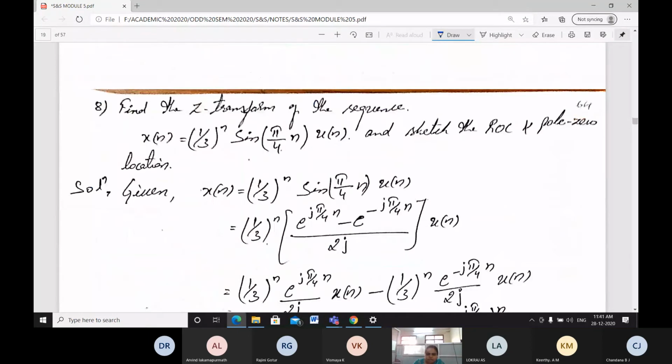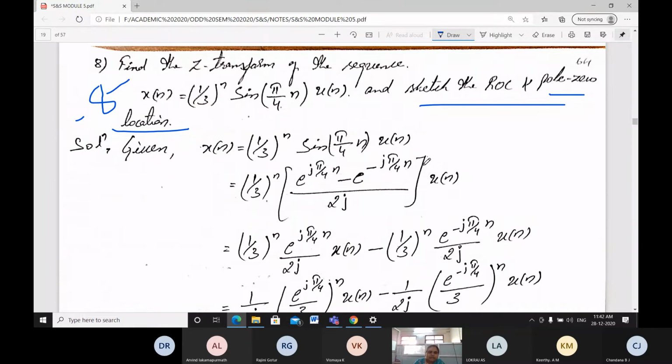Then the next problem is to find the Z transform of the sequence x of n equals 1 by 3 power n sine pi by 4 into n u of n, and check the region of convergence and also the pole zero location for this problem. If they are asking the pole zero equation, that question will be for 8 marks. Okay, then the solution: first you write the given equation.